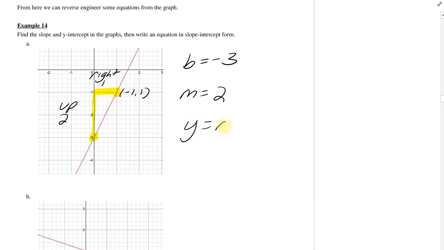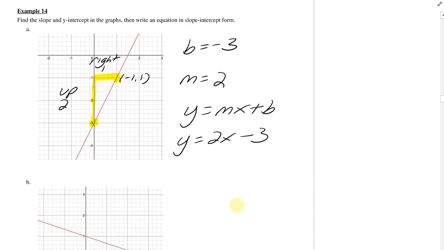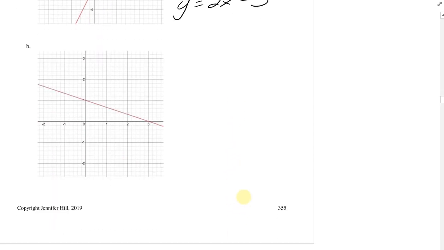So now if I'm using this y equals mx plus b form, I just fill in what I just figured out. So this would be 2x minus 3. So that would be the slope-intercept form of this line, so we can figure out the actual equation. Okay, so now I've got B here for you, so why don't you pause the video, give this one a try, hit play when you're ready.